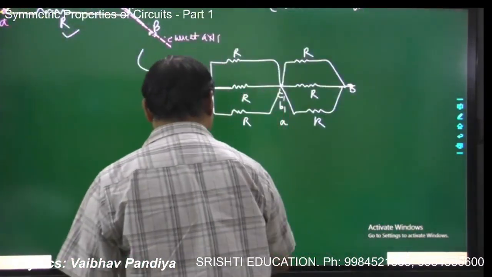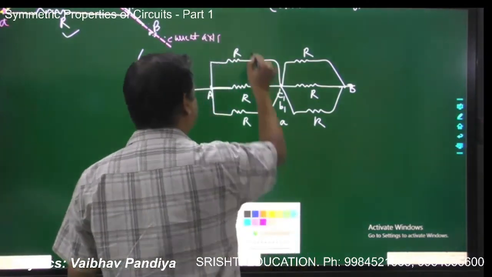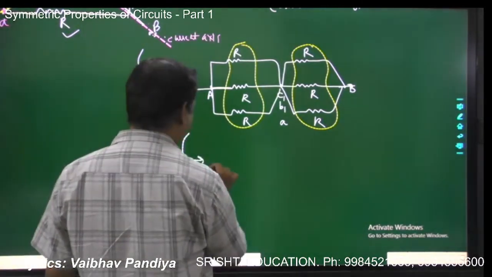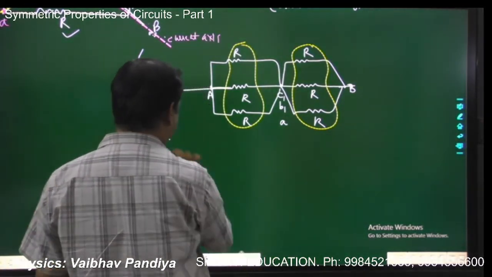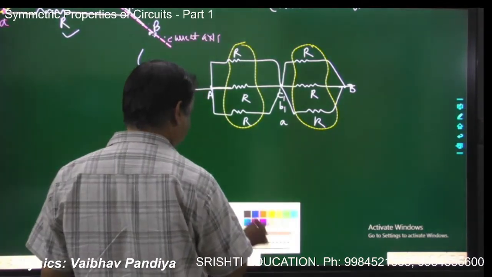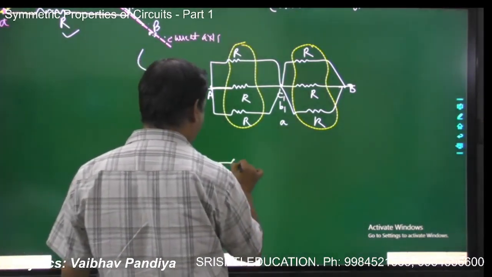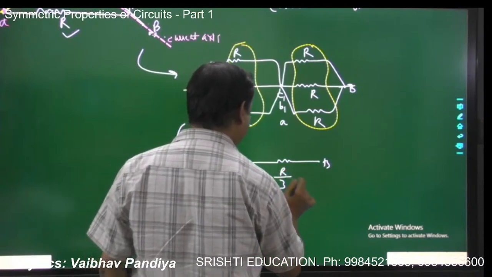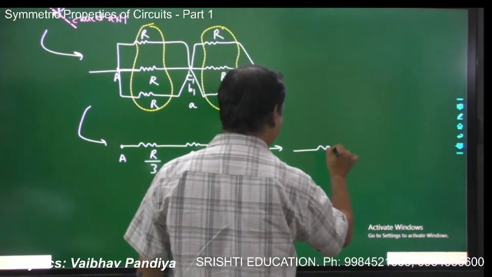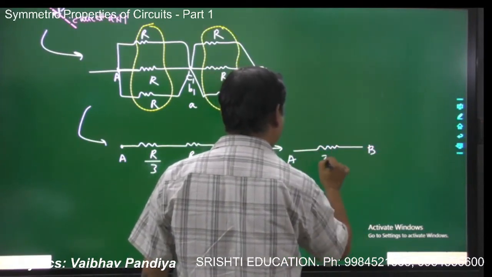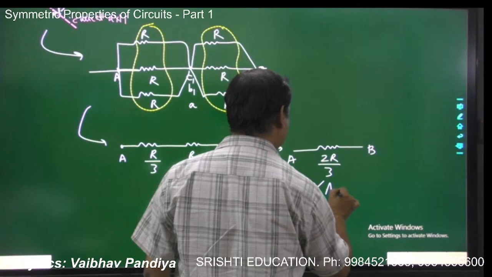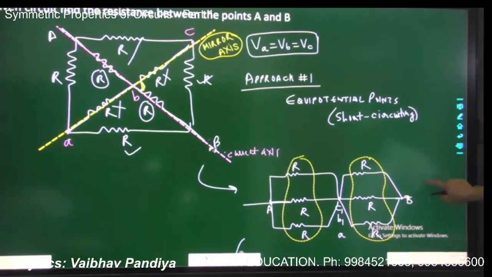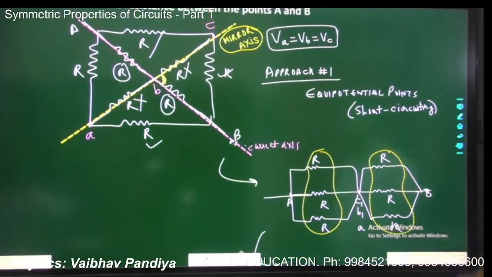Okay, now these three are in parallel, and so are these three. So I will have one more reduction. This is point A, and this will be R by 3, and this is R by 3, and these two are in series combination. So between A and B, the answer will be 2R by 3. This will be your answer for this circuit. That is the first approach, short circuiting the equipotential points.